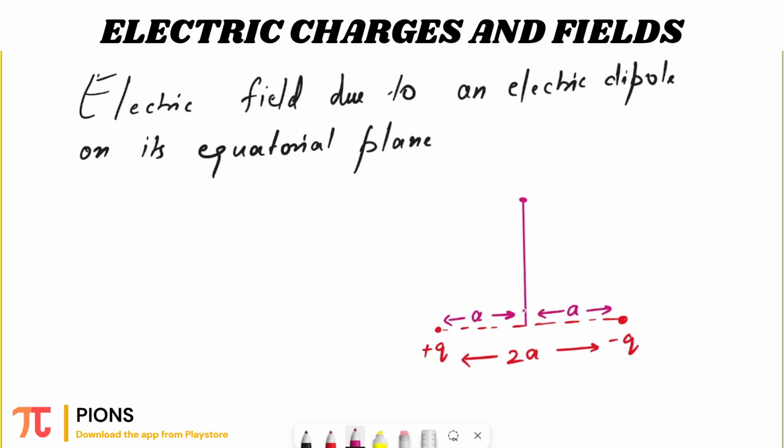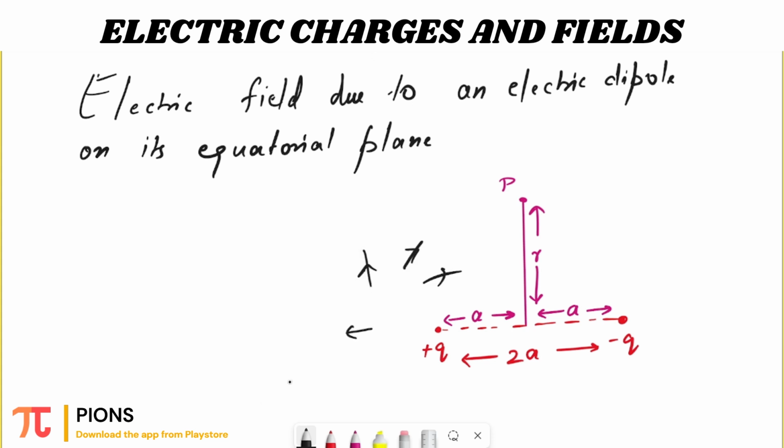Now, sir, this equatorial plane will be infinite. You can choose any point. So let's take a particular distance as r. This r is the distance separation from the midpoint of the dipole, right? Now let's figure out our directions. So we know that for a positive charge, the electric field is radially outward in all the possible directions, right?